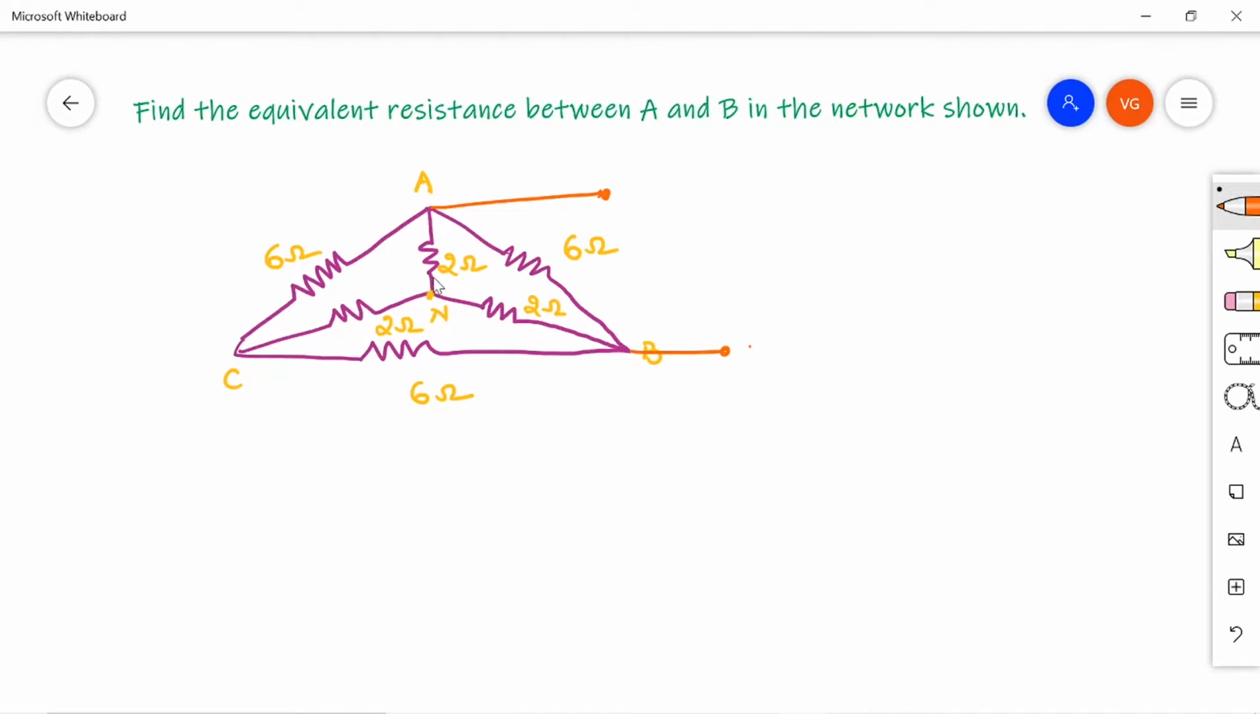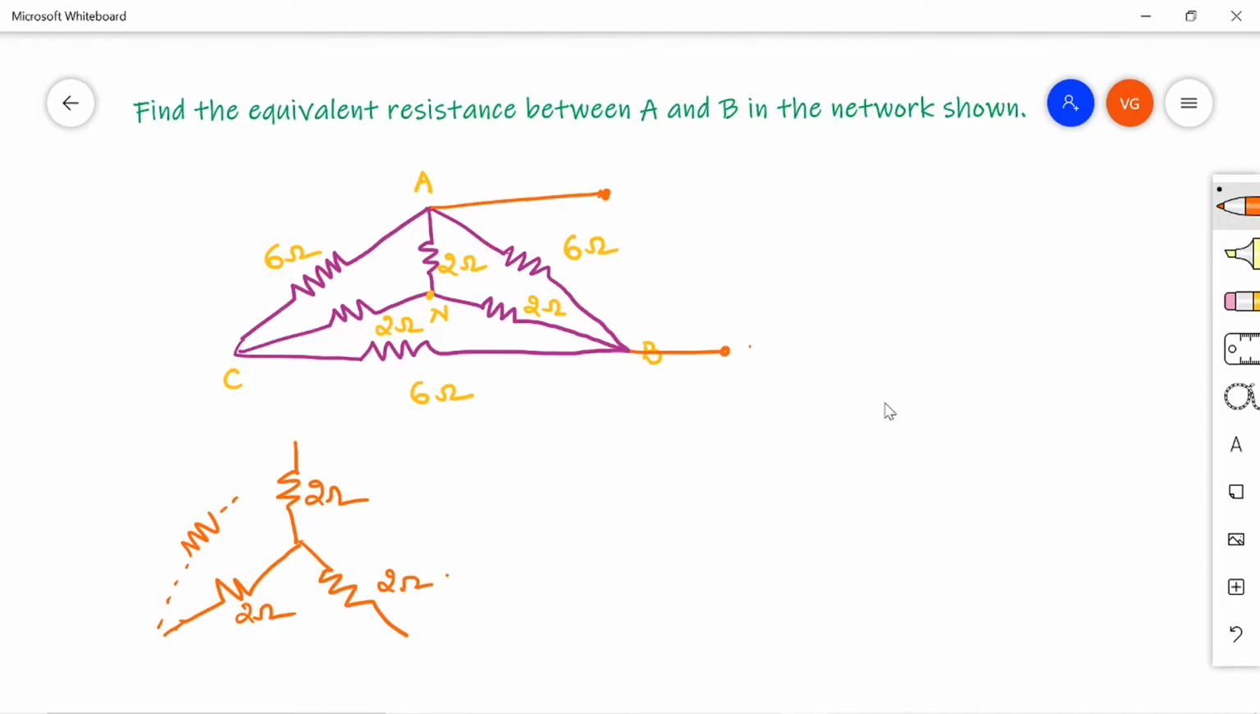Let us try to convert the inside. We have one star, right? This is 2 ohms, 2 ohm, 2 ohm. This star you can try to convert into delta, or else the outside delta you can try to convert into star. Anything is fine. So now I will try to convert this star to a delta connection. For this, I want to find out the equivalent delta connection.